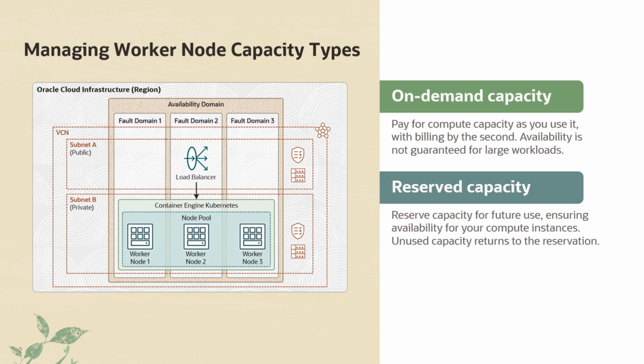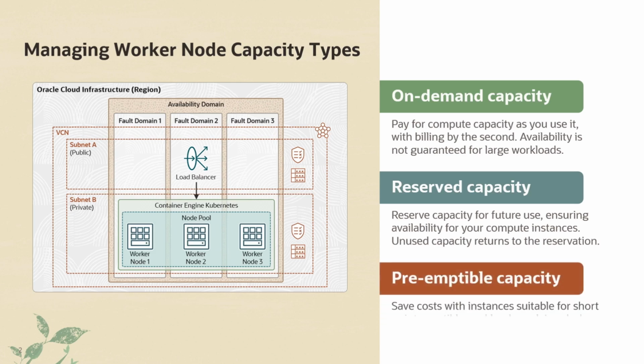metered differently. And finally, we have preemptible capacity, a cost-effective option for short-lived workloads. These instances behave like regular ones, but be aware, they can be terminated when capacity is needed elsewhere. Let's dive into the lesson for a deeper understanding.